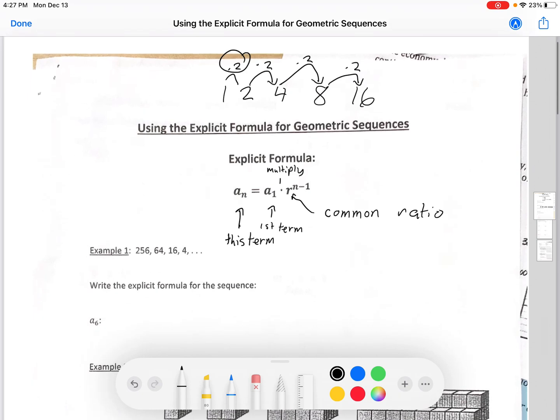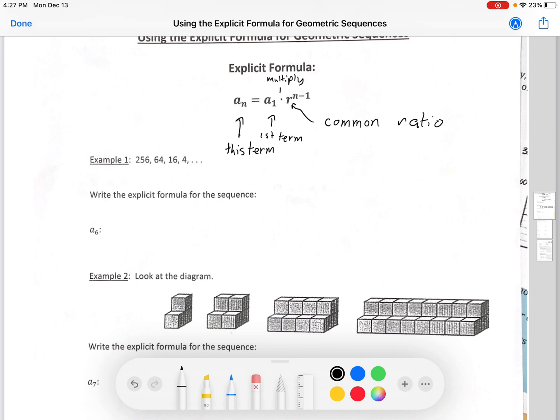Let's go ahead and work through the guided notes in the front. 256, 64, 16, 4. Well, to go from 256 to 64, you have to divide by 4 or multiply by 1/4. Similarly, to go from 64 to 16, you divide by 4 or multiply by 1/4. Or to go from 16 to 4, you have the same thing, 1/4. So let's write the explicit formula for this. A sub n, that part stays the same. This term is going to equal, well, what's our first term? In this case, our first term is 256 times r to the n minus 1.